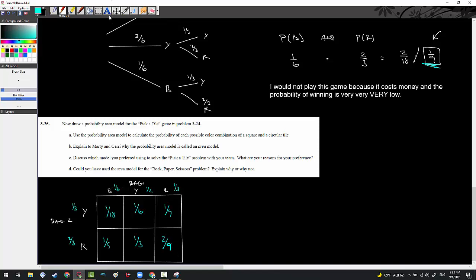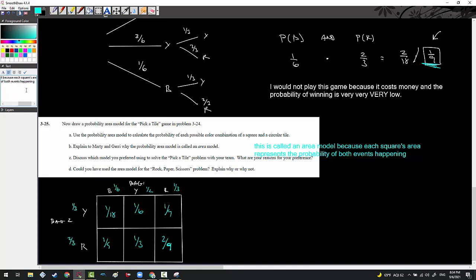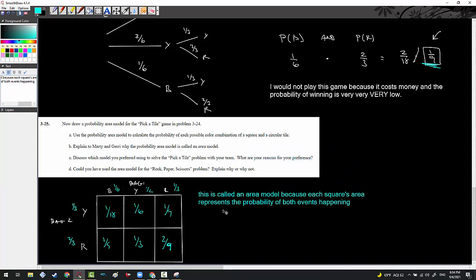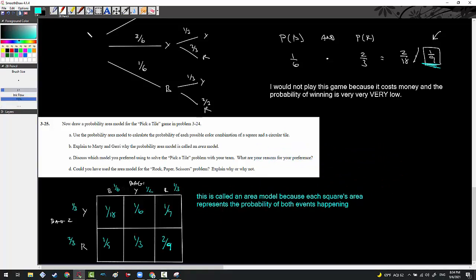It's called an area model because each square's area represents the probability of both events happening. So, for example, a blue, then a yellow, or a red, then a yellow. And so discuss which model you would prefer. Honestly, that's a subjective answer. It's entirely up to you. We're not going to restrict you on which one to do.